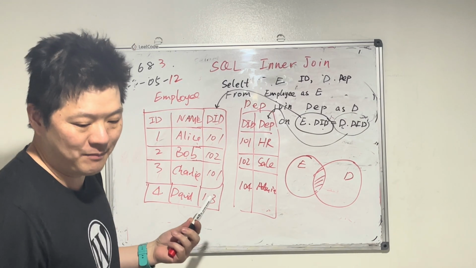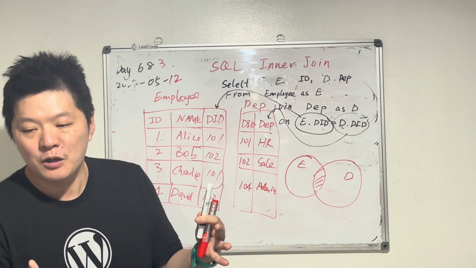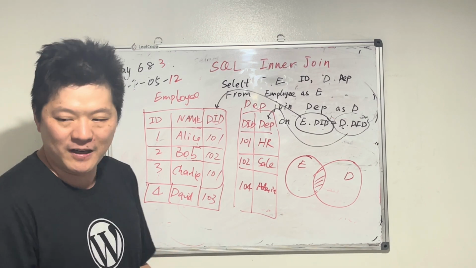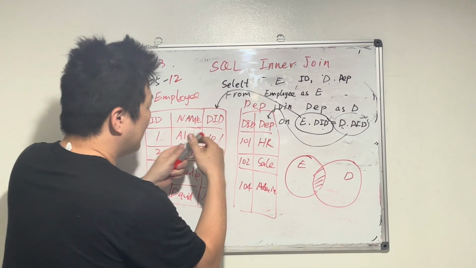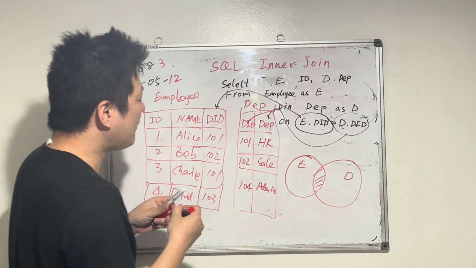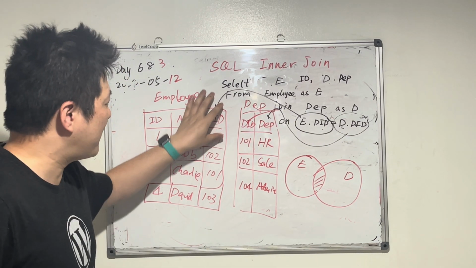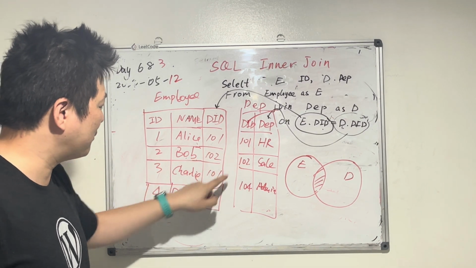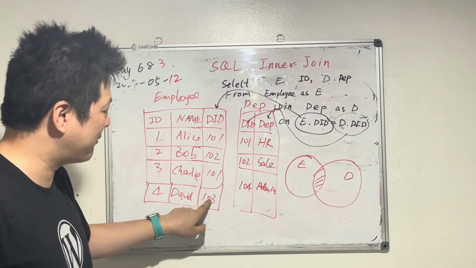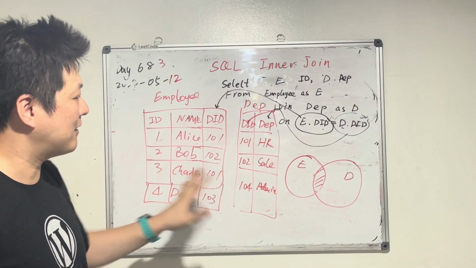And how do we join them? We want to find a connection. So how do we find a connection? Look, this department ID is this one. Department ID 101, and we have department ID 101 here. 102, 102, 101, 101, and 103, which is missing here. That's very interesting.